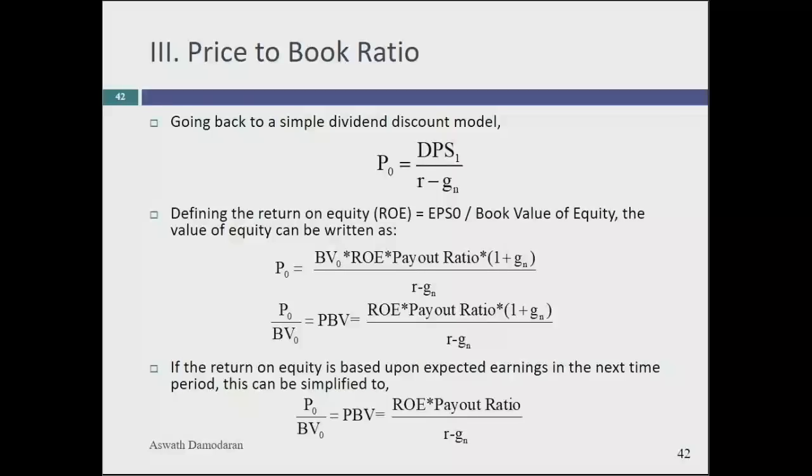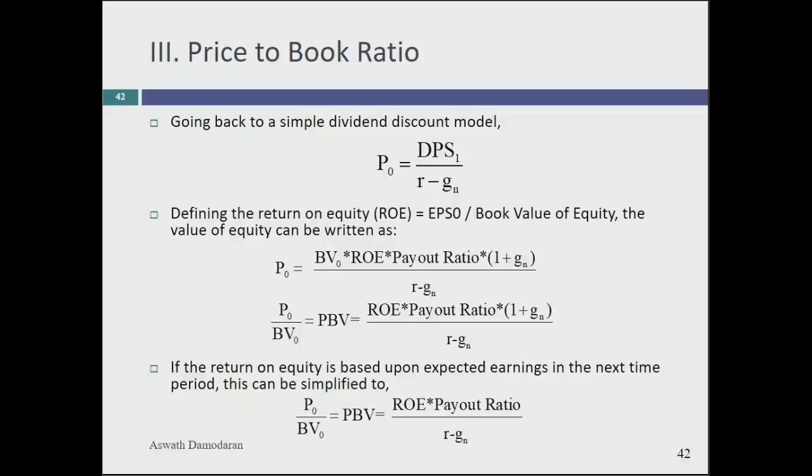Let's see what variables drive the price to book ratio. It's an equity multiple, so I went back to an equity valuation model, a dividend discount model. I divide both sides by the book value. I have an equation for price to book, and the price to book ratio for a company is return on equity times payout ratio times one plus.